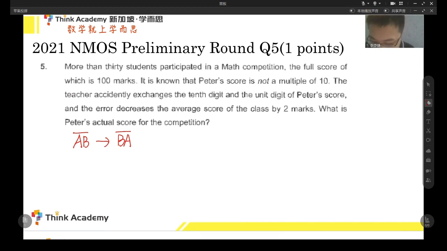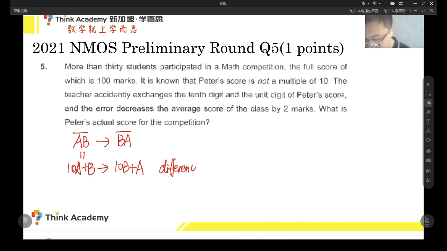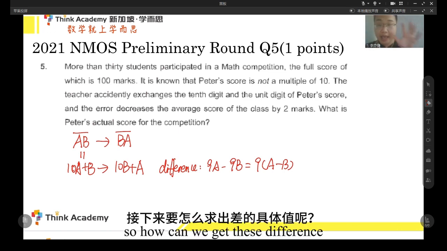Let's have a try. The original score AB can be written as 10A plus B. And after that it will be 10B plus A. We can calculate the difference as: there is 9A more and 9B less, so it will be 9A minus 9B, in other words 9 times (A minus B), right? So how can we get this difference?